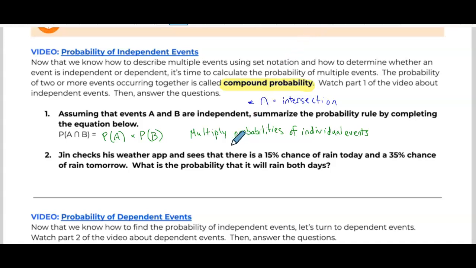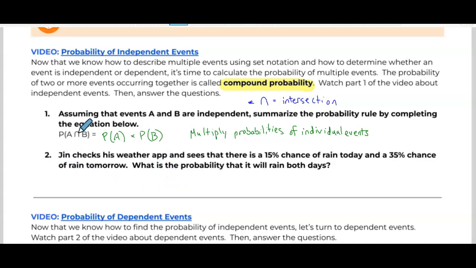All right, so question 2 here. Jim checks his weather app and sees there's a 15% chance of rain today and a 35% chance of rain tomorrow. What is the probability it will rain both days? So just pause here, go back to this formula, enter the things you know and see if you can come up with an answer.